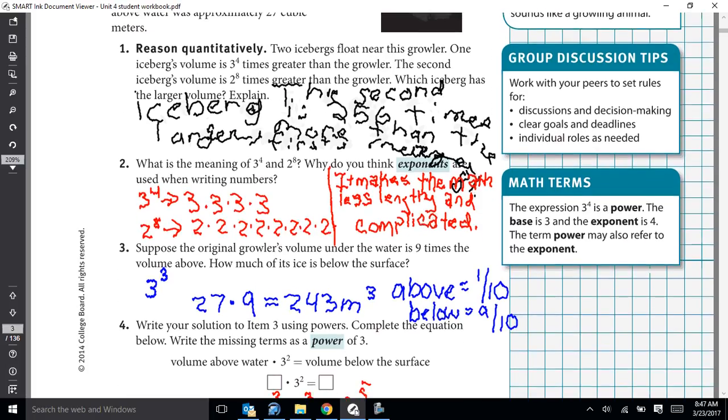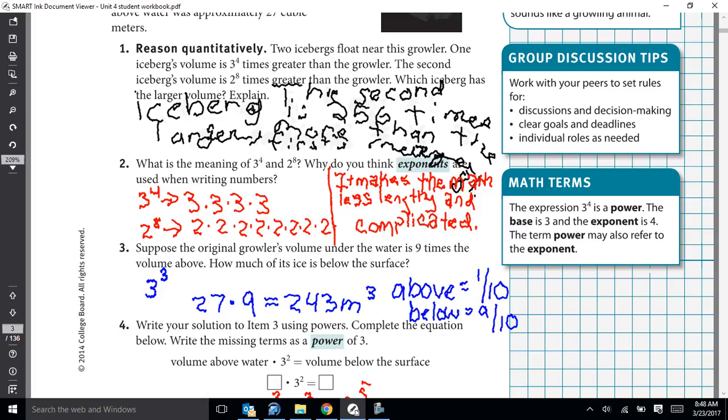So looking at number 1, you guys work in your groups, and this one was pretty easy. I think most of you just got your calculators out, right? So 3 to the 4th times greater than the growler, and then 2 to the 8th. So those numbers are great. Do they mean a whole lot? Can you compare them in their current state? Are they easy? What did most of you do? Right, you multiply them out.